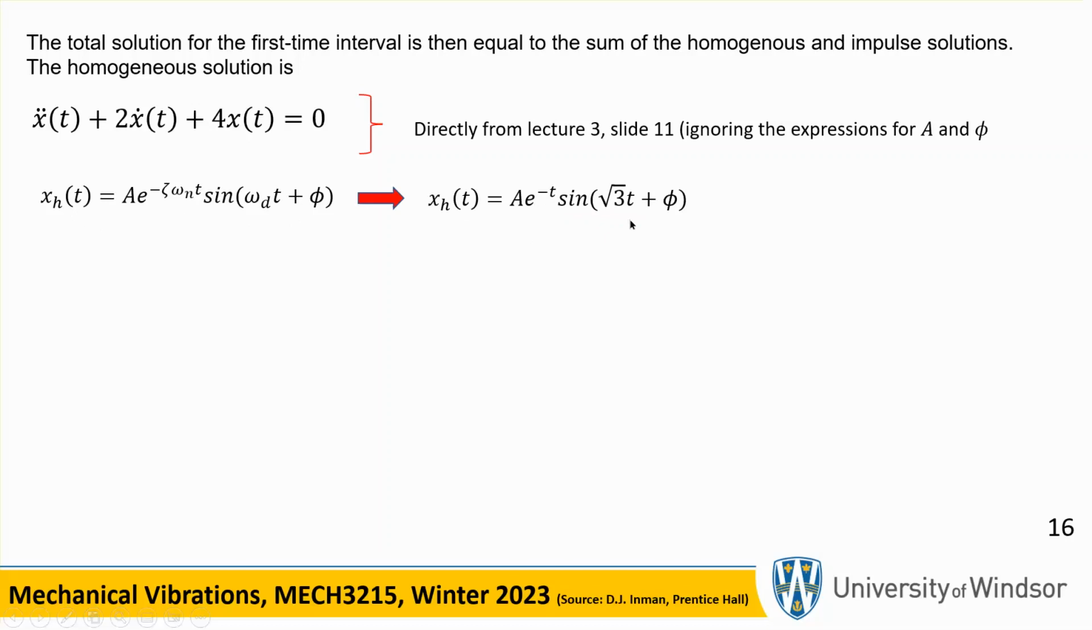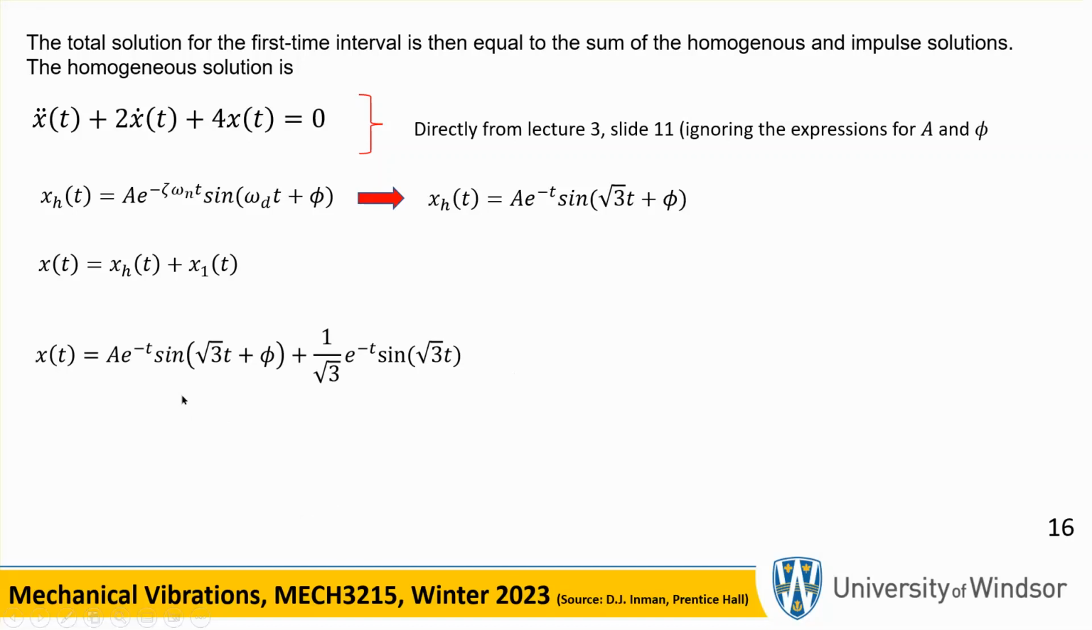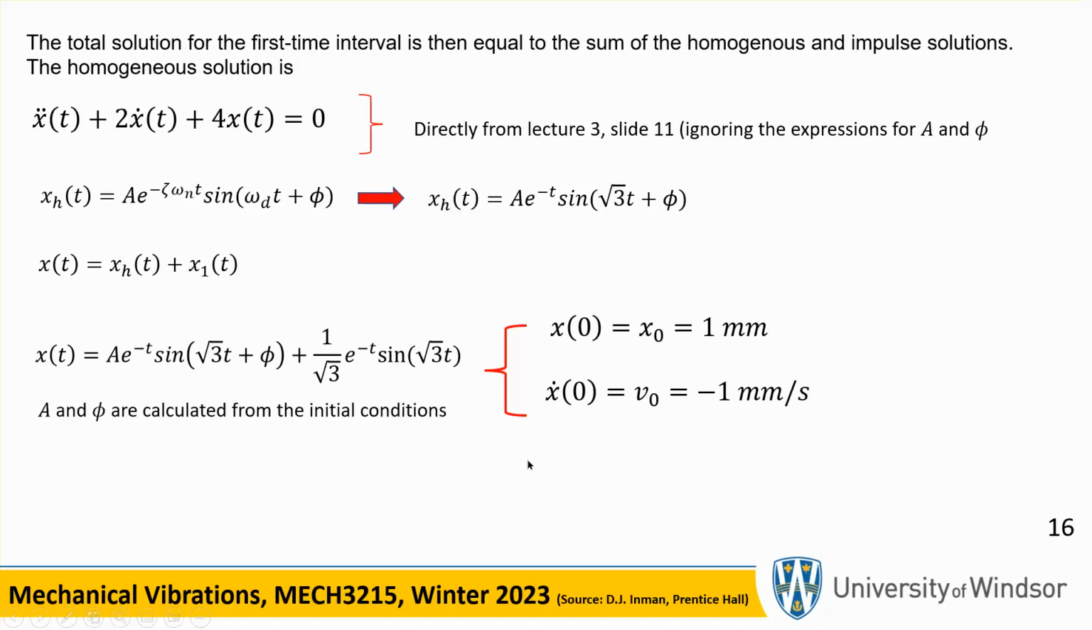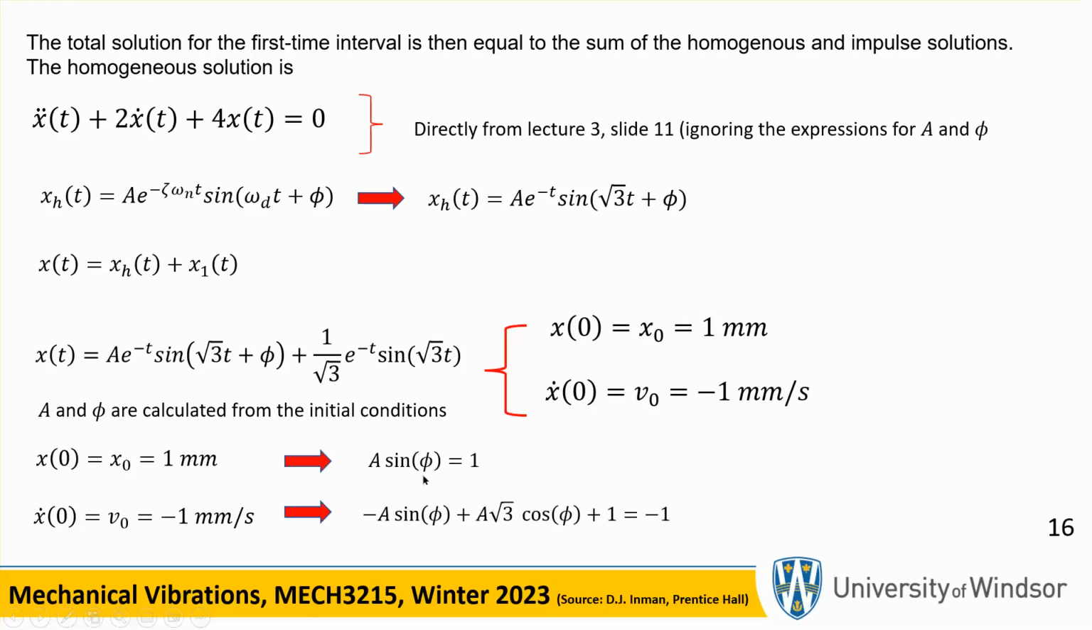We don't know what A is. We don't know what phi is. A and phi come from the initial conditions that we're given. The solution in that time interval, 0 to 4, is made of the homogeneous one, which is right here, and the particular one that was at the bottom of the very last slide. We get A and phi based on the initial conditions. If you apply those conditions, you're going to get these two equations. You have to solve for A and phi.